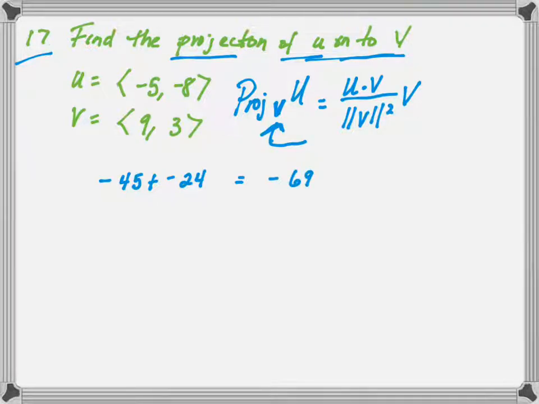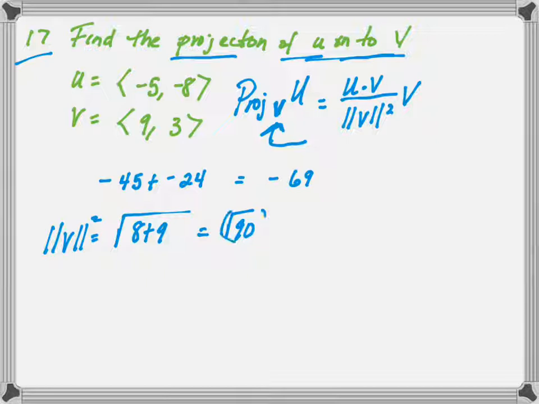So that's what we're going to have for our dot product, negative 69. Now, the magnitude of V is equal to the square root of 81 plus 9, which is the square root of 90. But then that magnitude is squared, so the square root of 90 squared is equal to 90. So far, I have negative 69 over 90.